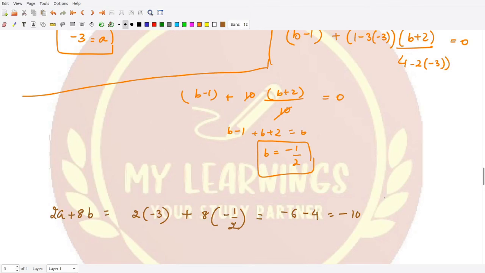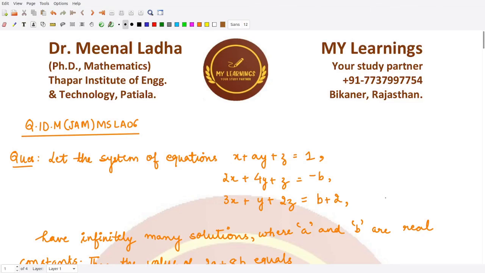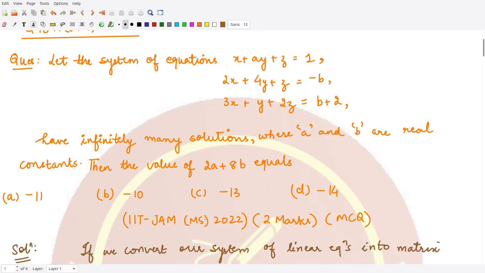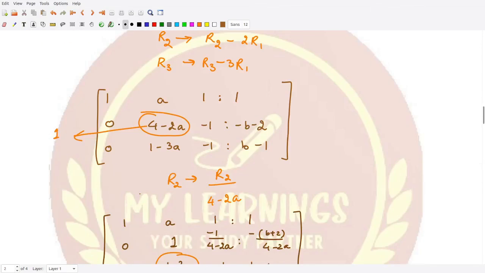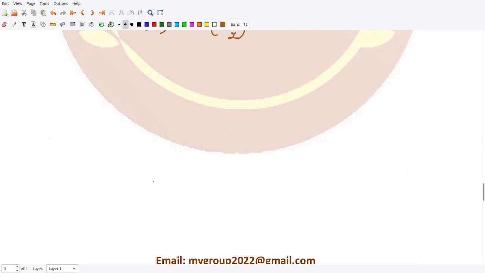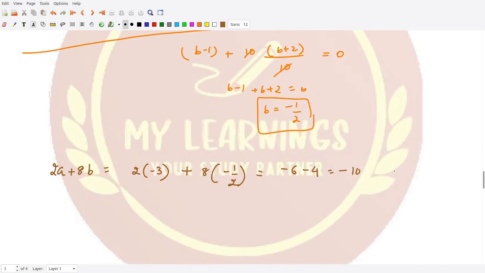So let's look at our options. Our options tell us that option B is the correct option, right? So here we have option B as the correct option because the value we obtained is -10.